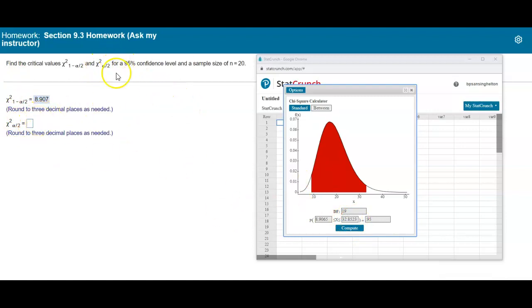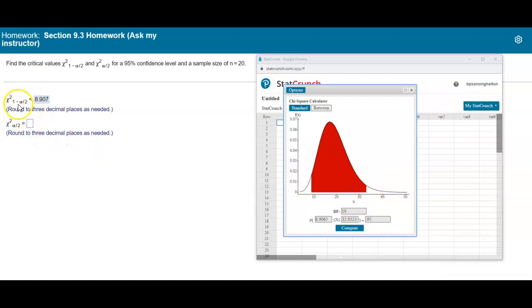Now, which one is which helps to remember what alpha represents. So alpha is our level of significance, and it's everything to the right of the critical value. So if alpha is 5% here, then 1 minus alpha over 2, 97.5%, is to the right of that critical value. And so that's the smaller number here. And then here, 2.5% is to the right of the critical value.